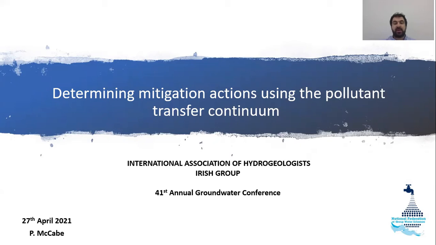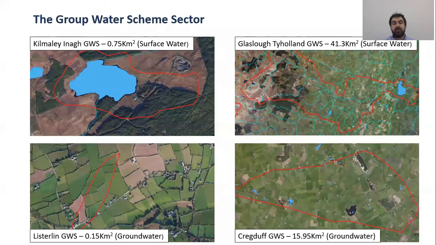Now, today I want to talk about a topic that's gaining greater focus within the group water scheme sector at present, and that is determining and indeed, where possible, implementing mitigation actions using the pollutant transfer continuum. Now, just to give a bit of background on the group water scheme sector, over the past decade or so, the majority of regulated group water schemes have had preliminary source protection reports prepared, and depending on the abstraction type, a surface water catchment delineation or a groundwater zone of contribution has been defined for each of these schemes as part of that project.